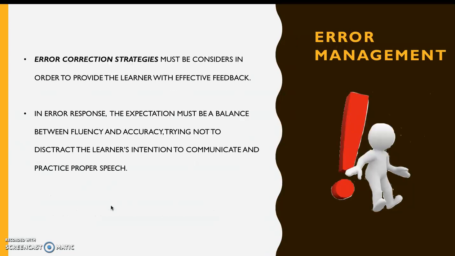A teacher must learn error correction strategies to make feedback effective. In error response, the expectation must be a balance between fluency and accuracy, trying not to distract the learner's intention to communicate.